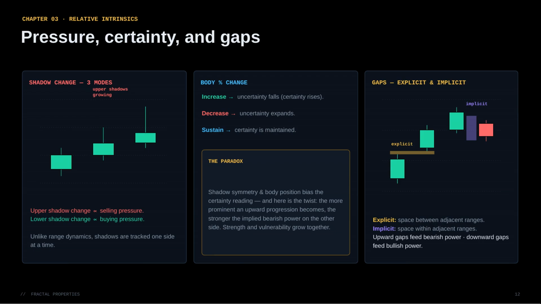Then the paradox: the more prominent an upward progression, the stronger the implied bearish power building against it. Strength and vulnerability grow together. And gaps. Explicit gaps are space between adjacent candle ranges. Implicit gaps hide within them. Counterintuitively, upward gaps feed bearish power and downward gaps feed bullish power. An implicit gap can plant bullish power between 2 bearish candles.